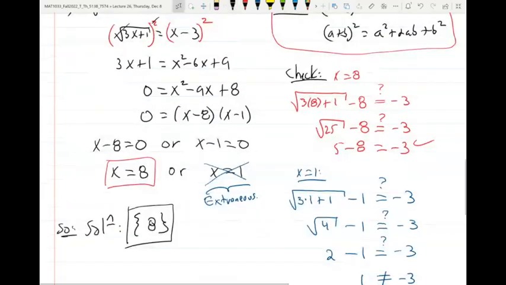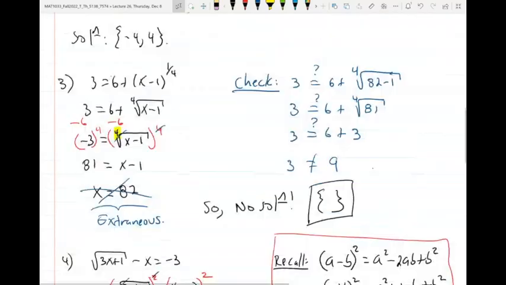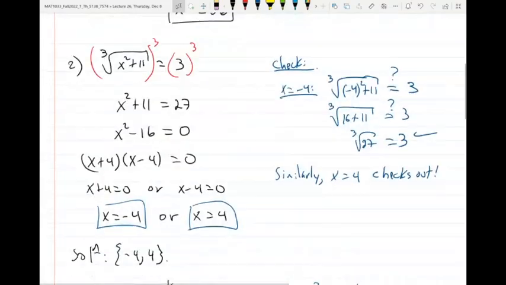So if you don't check, you won't be able to detect this. That's why when you solve radical equations, you have to check. You have to plug into the original equation and see. Sometimes one of the solutions that appear is not going to work, or sometimes they all work. Like in case number 2, we got 2 solutions and both of them were okay. All right, so you have to check.